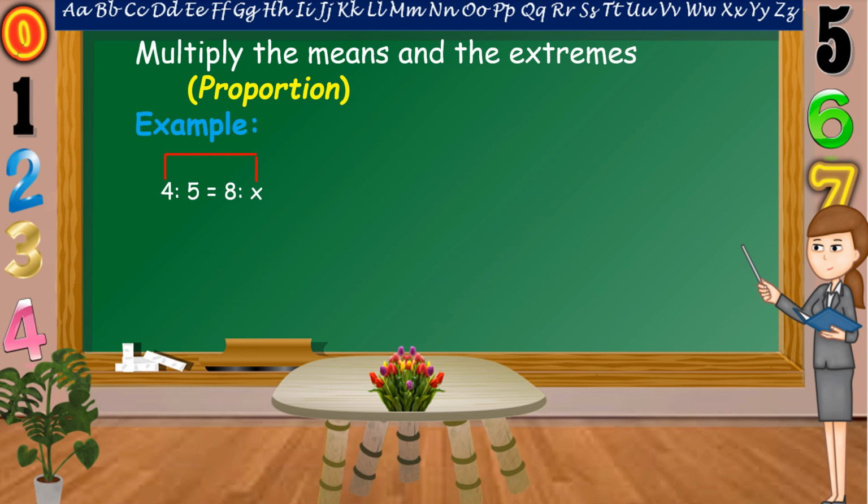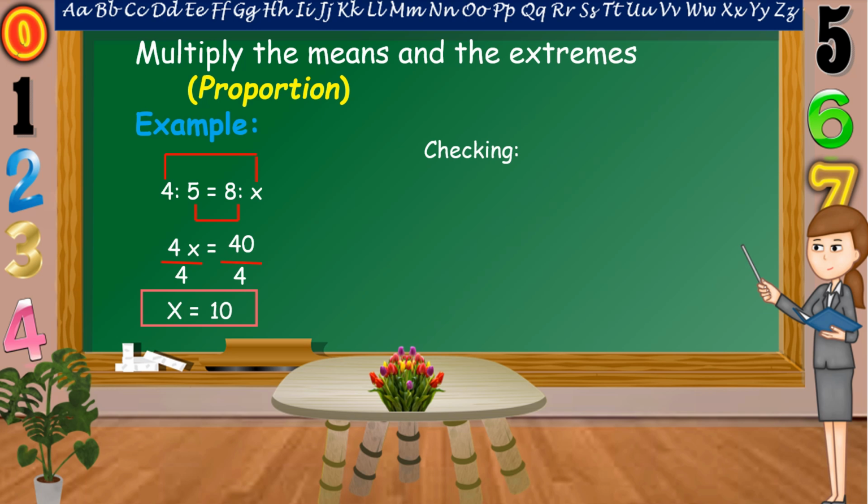So we're going to multiply the extremes. 4 times x is equal to 4x. 5 times 8 is equal to 40. Then we're going to divide both sides of the equation by 4. 4x divided by 4 is equal to x. 40 divided by 4 is equal to 10.